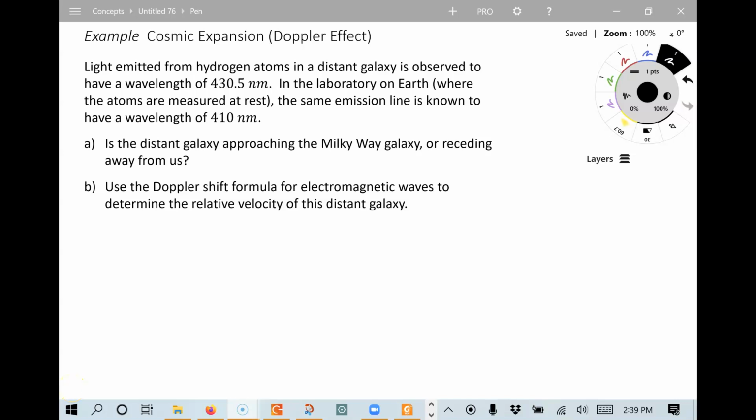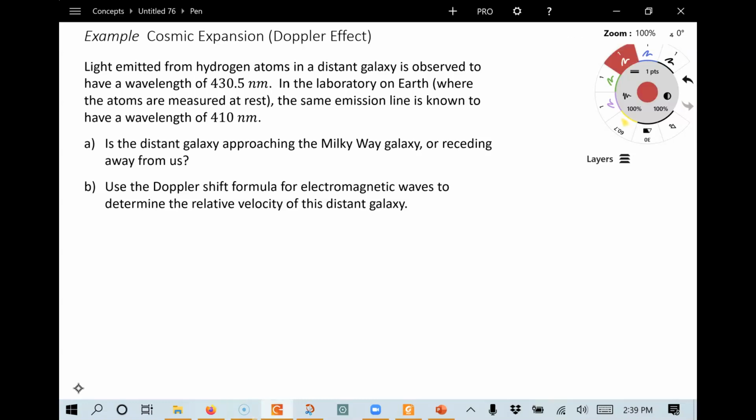Hi, this is an example problem from Chapter 24 on the Doppler effect. Pause for a moment to read the question. So we have some emitted electromagnetic waves from hydrogen atoms. And when we observe these in the laboratory, we get a wavelength of 410 nanometers. So this is your unshifted wavelength.